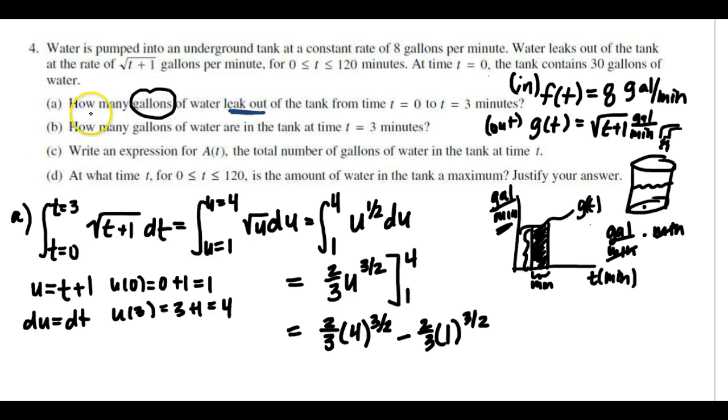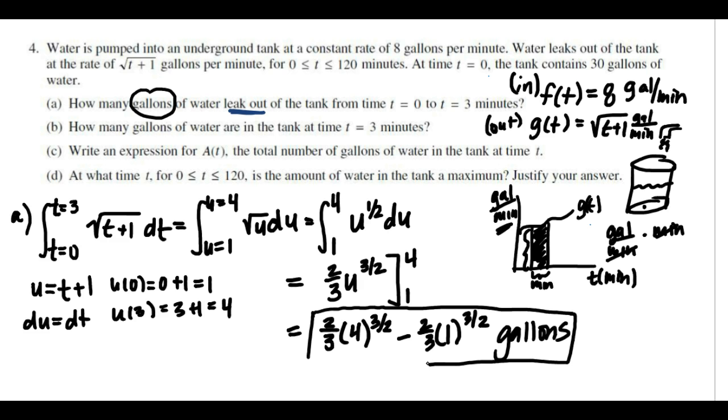And now let's look back at the problem. How many gallons of water leak out of the tank between 0 and 3 minutes? This right here, as ugly and messy as it is, is a numerical answer. So we can stop right there and say this many gallons, whatever this exact number is, leaks out of the tank between 0 and 3 minutes. We should stop here at the risk of simplifying incorrectly and then losing points. We should stop here and box in our answer.